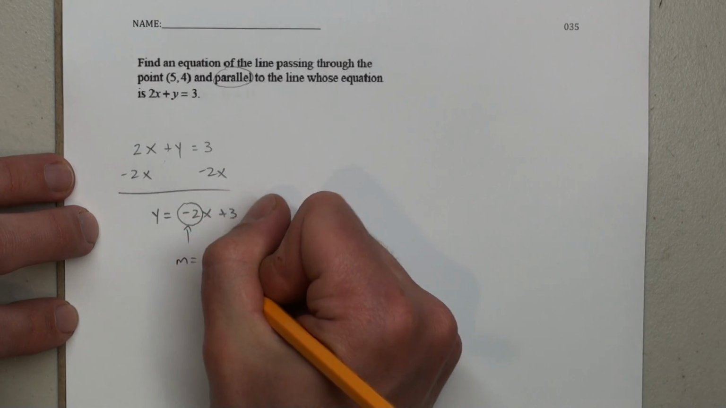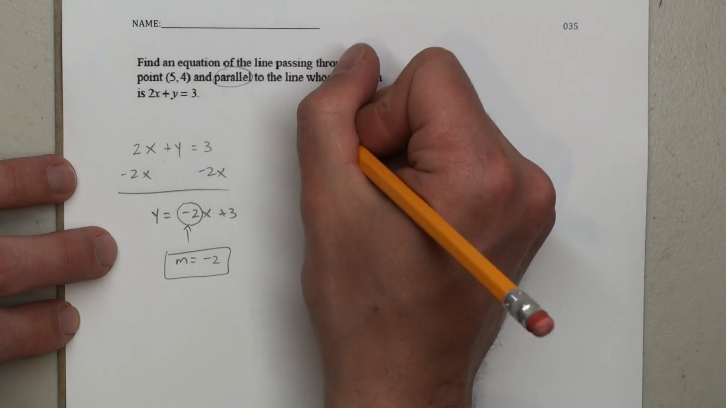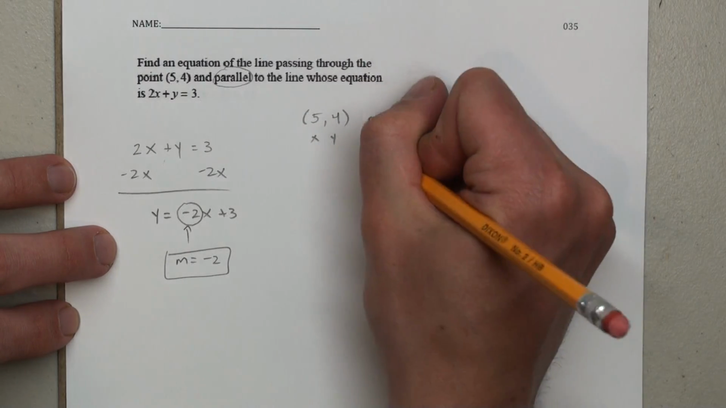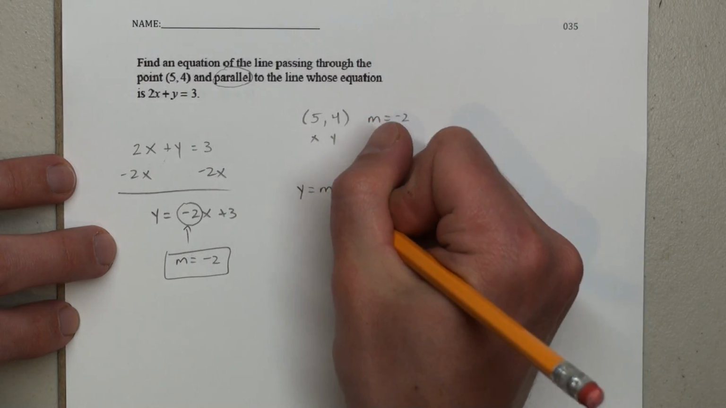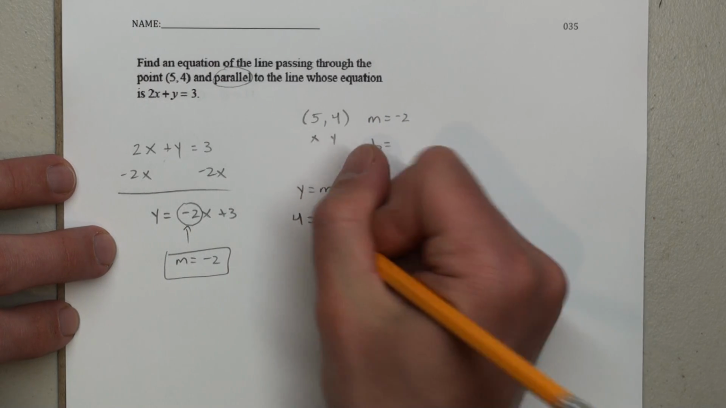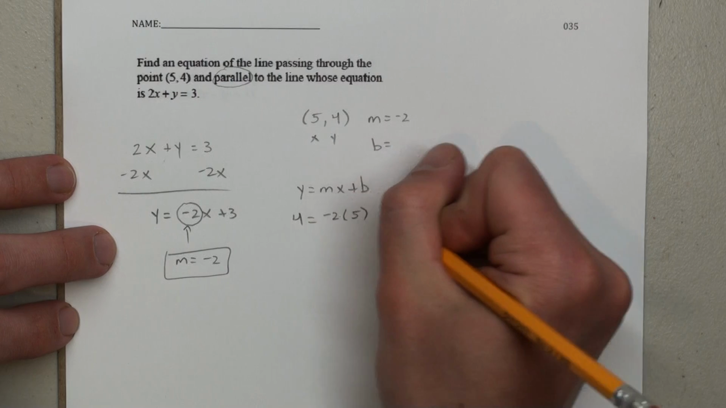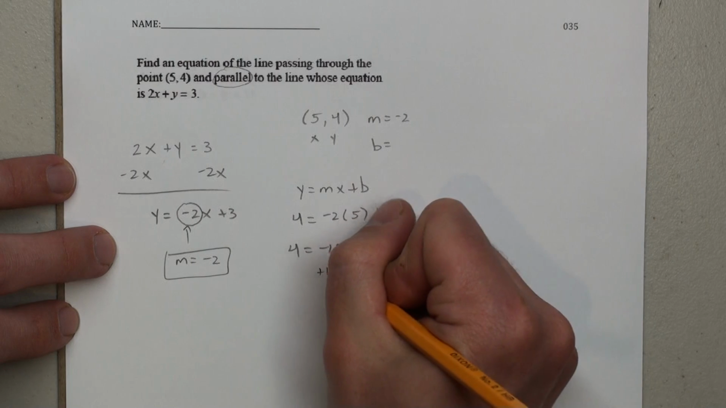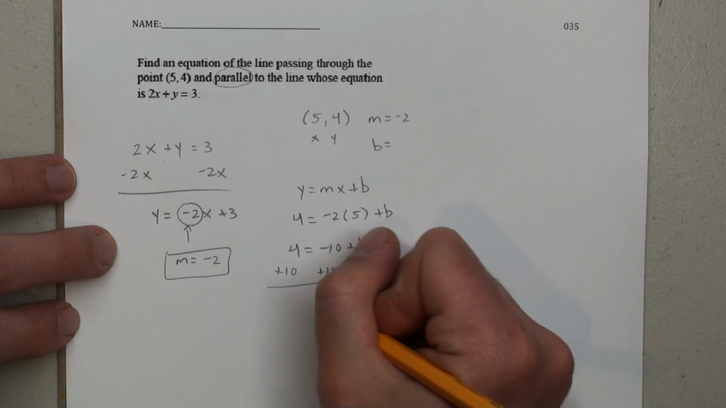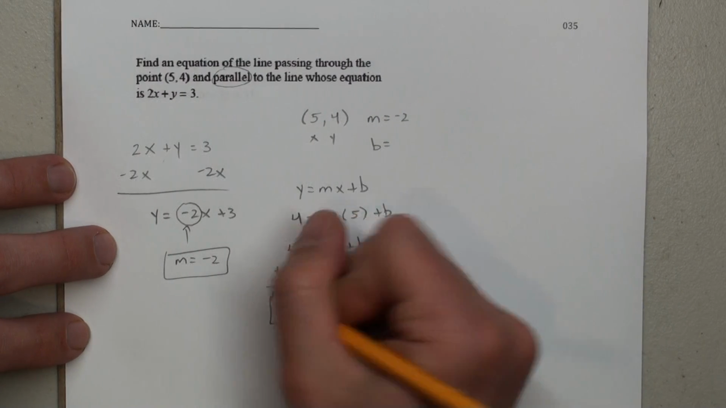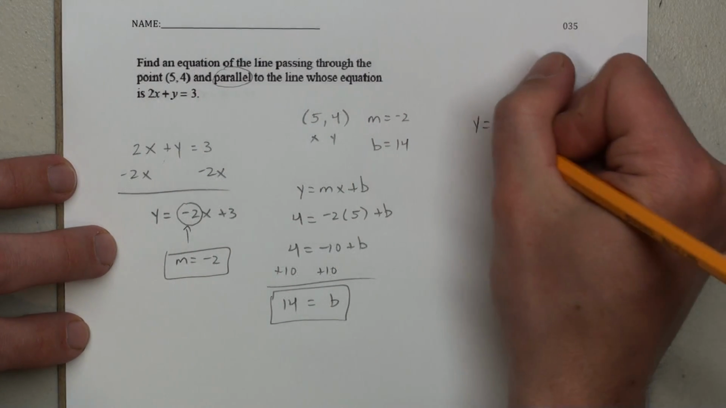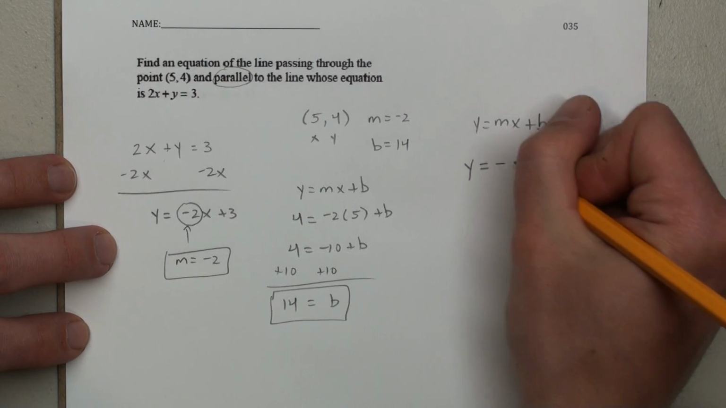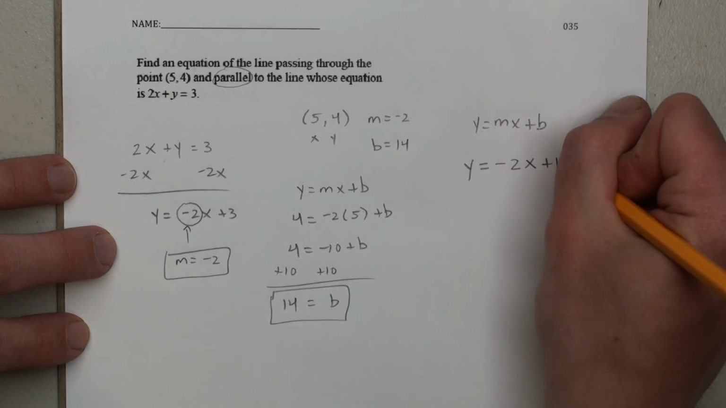So here's my m, it's negative 2, that's what I'm looking for, okay, because it's parallel. Now here's my point, x and y. My m is negative 2, but what is my b? Let's find it. Now I can write my equation since I found my b. Y equals negative 2x plus 14.